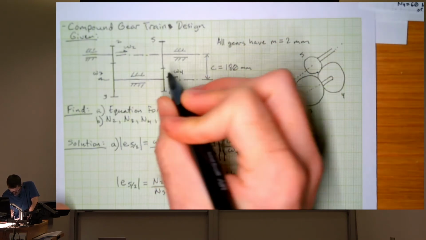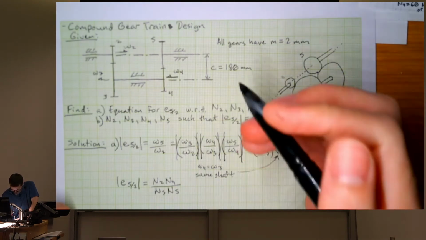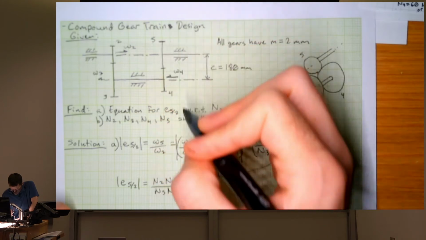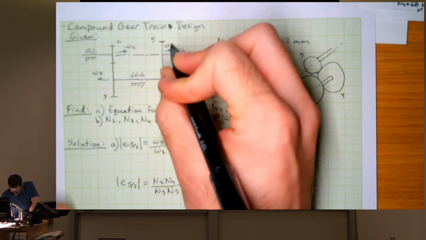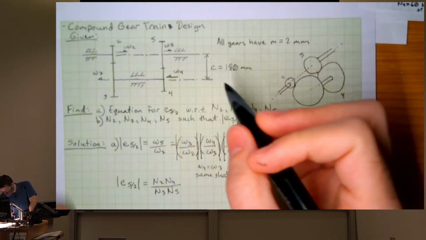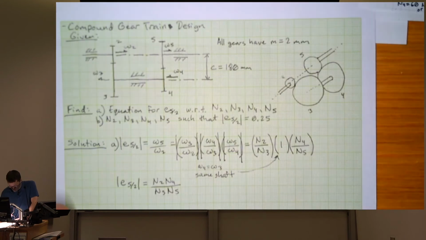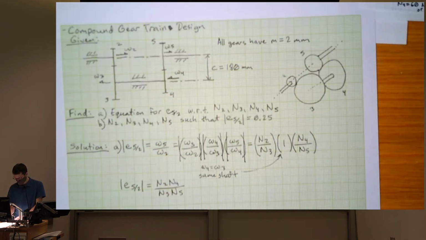So I've just drawn the same arrow as over here. I've drawn it in the same direction on this side. So that means that omega 4 and omega 5, they're an external pair. So that means that omega 5 must be this way. So we could say in this case then that the gear ratio is positive. Yeah, so that's what we could say in this scenario.